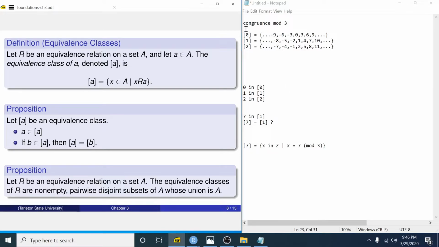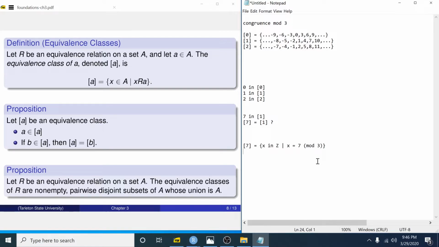Whereas right now I'm doing an example. I'm talking about congruency mod 3. That is my relation, and my domain is the integers. So notice here, I'm not putting x's in A, I put x's in the integers Z. And here I'm not putting x R 7, I'm putting x is congruent to 7 mod 3, because congruency mod 3 is the relation I'm talking about right now.